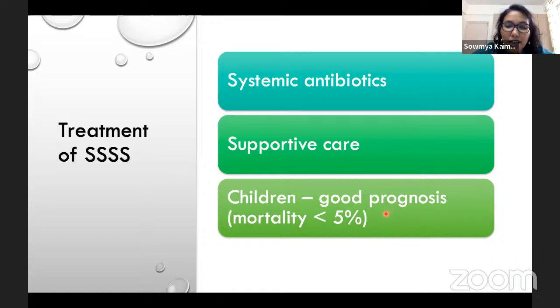In children, the mortality is very low, less than 5%, whereas in older individuals, adults, and immunocompromised people, the mortality can be as high as 50 to 60%. So SSSS is one of the diseases in dermatology that is very gratifying to pick up and treat. It's important to remember the age group, because in this age group you don't usually expect to see other diseases like autoimmune blistering diseases, although all these are also differential diagnoses for SSSS. If you give systemic antibiotics, it's a very gratifying disease to treat.